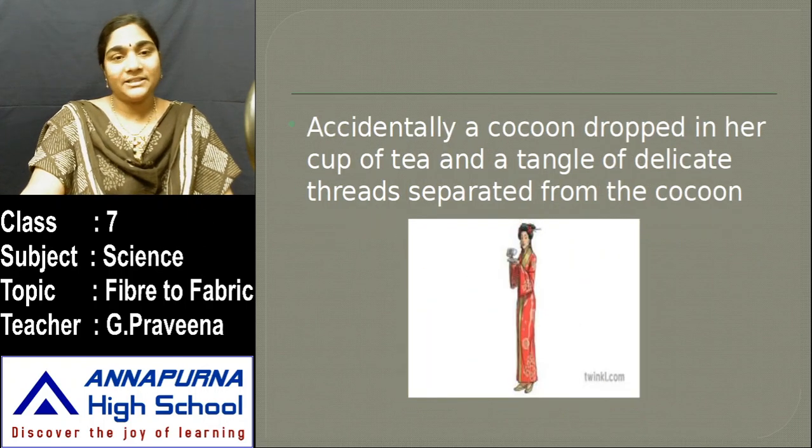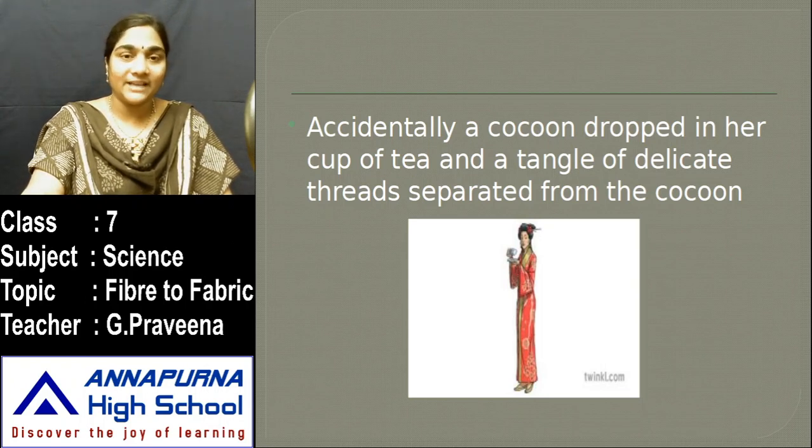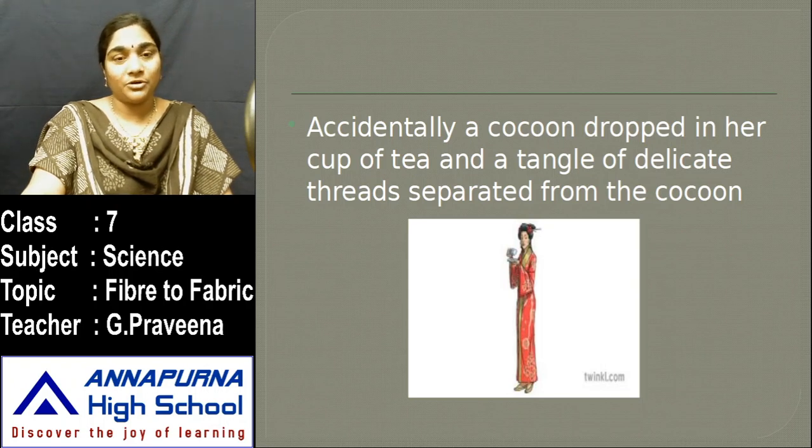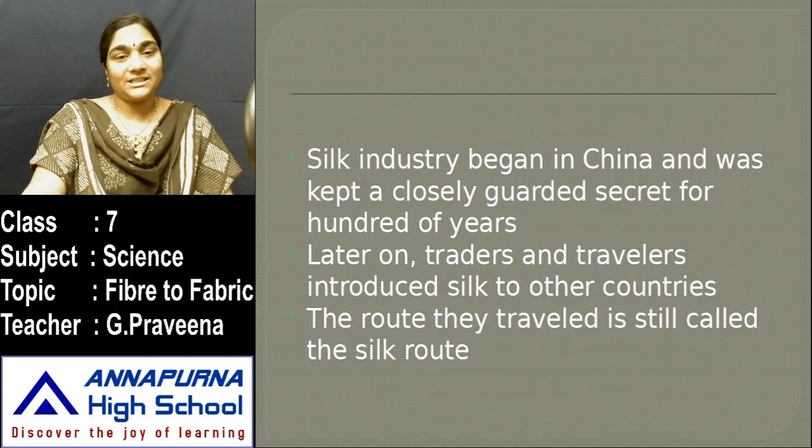Accidentally, while she was having a cup of tea under the tree, a cocoon dropped in her cup of tea, and a tangle of delicate thread separated from the cocoon. When cocoons are boiled, you can see the silk fibers getting separated from the cocoon. As she was drinking a hot cup of tea, she observed a tangle of delicate threads separating from the cocoon. This is how the silk fiber was discovered.